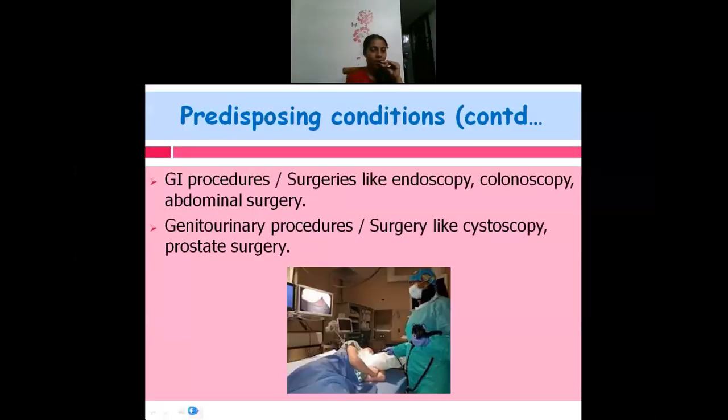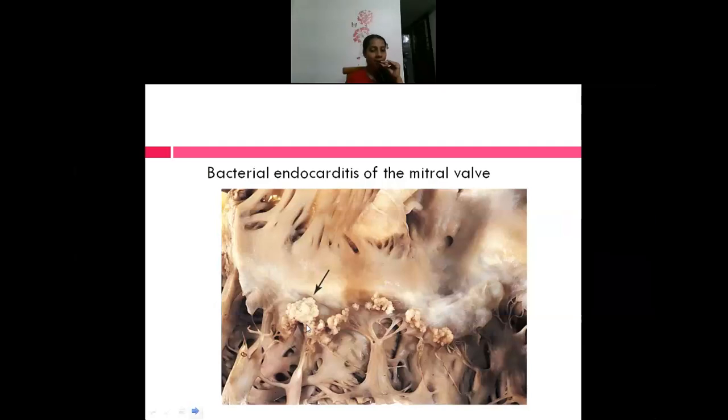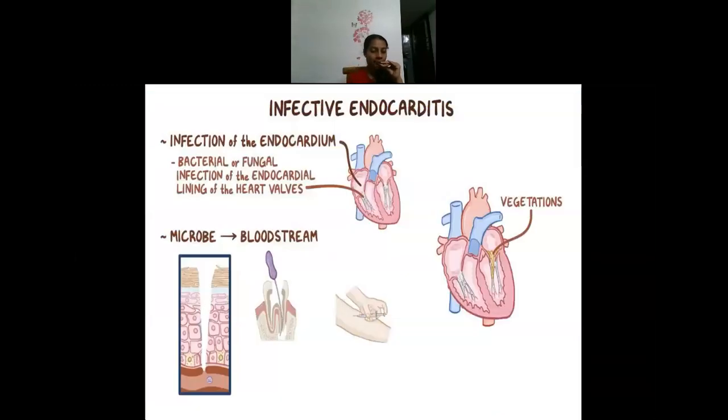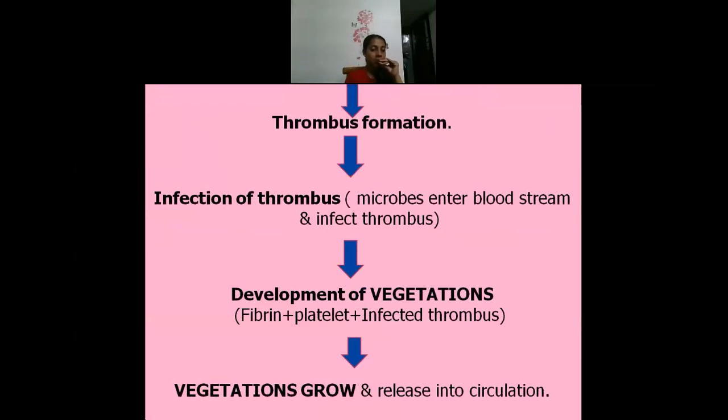So always remember, this is the vegetation, and vegetation is nothing but the collection of platelets, fibrin, as well as the thrombus. That is a clot. All that together is referred to as vegetation.